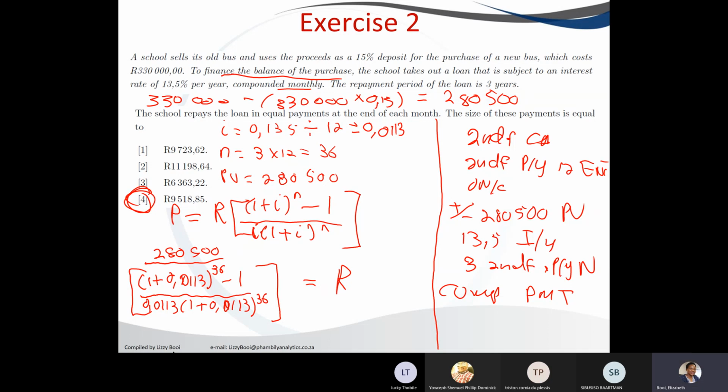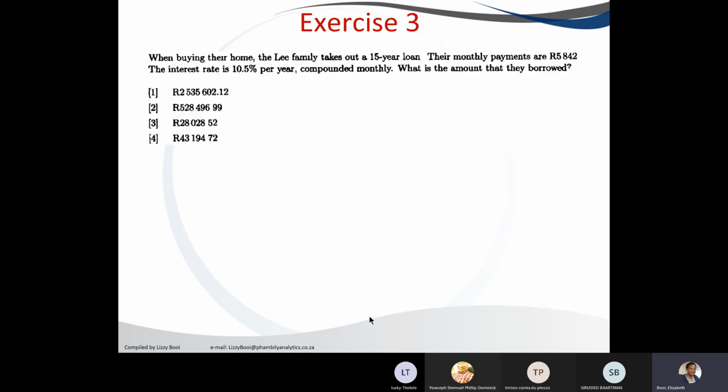Okay, so let's see. I think the next question will be easy and simple. When buying their home, the Lee family takes out a 15-year loan. Their monthly payment is 5,842. Their interest rate is 10.5% compounded monthly. What is the amount that they borrow?